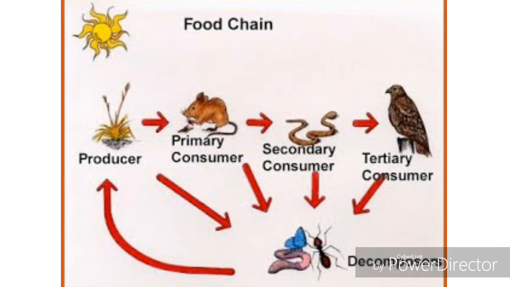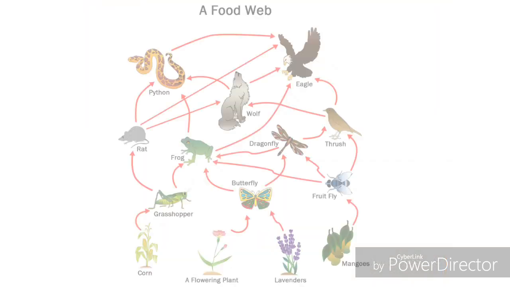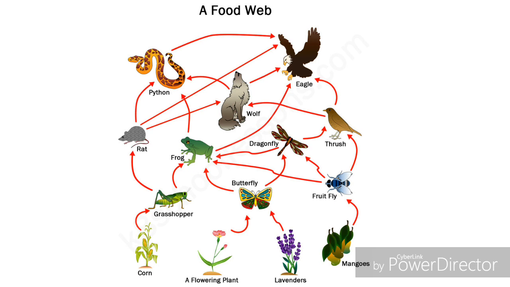In this picture, you can observe one food chain: primary producer, primary consumer, secondary consumer, tertiary consumer, and finally the decomposers. This is one food web. In this, many interconnected food chains will be there.